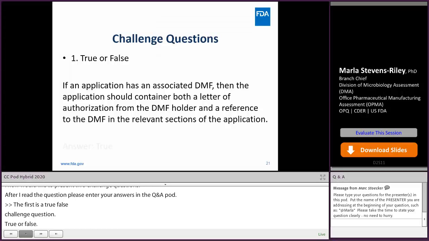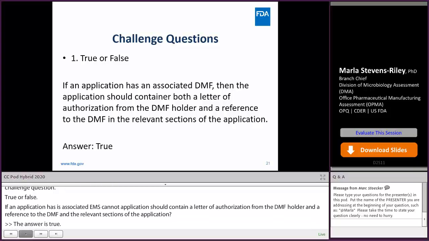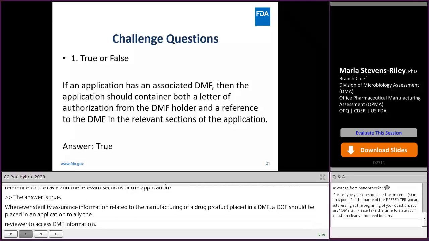The answer is true. Whenever sterility assurance information related to the manufacture of a drug product is placed in a DMF, an LOA for the DMF should be placed in the application to allow the product quality microbiology reviewer to access DMF information. Additionally, a reference to a DMF should be placed at the specific locations in the application to alert the reviewer that the specific validation information is not within the application, but within a DMF.